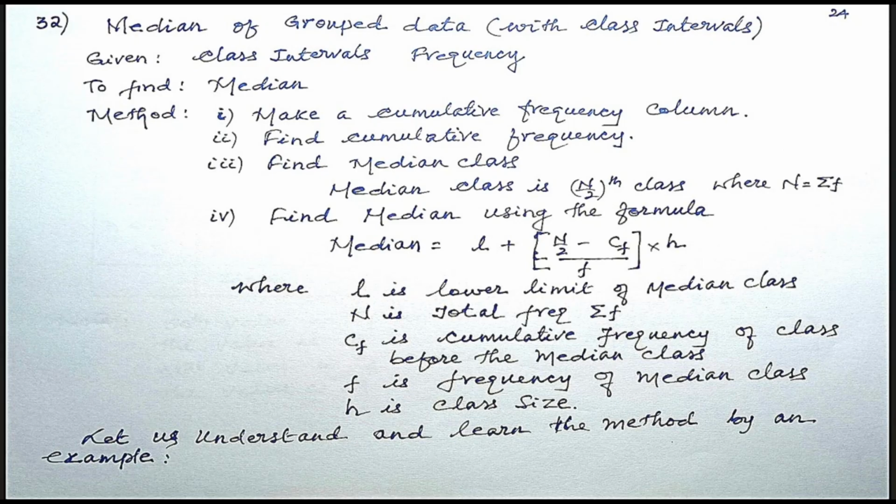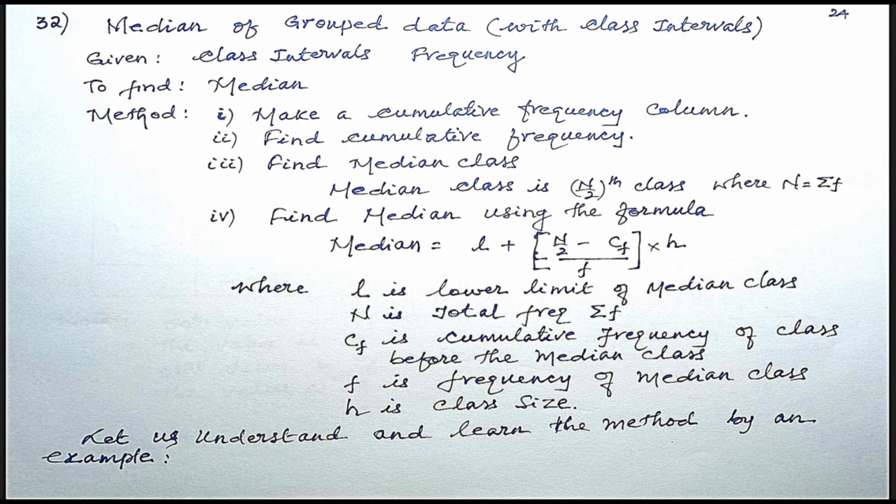Now let us proceed further. Median of grouped data with class intervals. See, here we are given class intervals. The procedure is the same, a bit of change will be there. Now we are given two columns here, class intervals and frequency. We have to find the median. First thing is, make a cumulative frequency column and find the cumulative frequency.